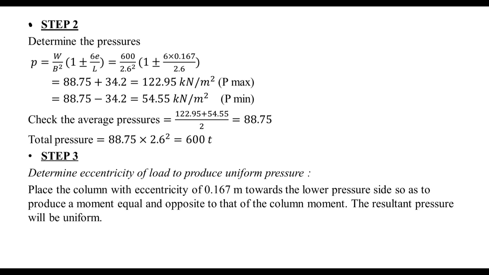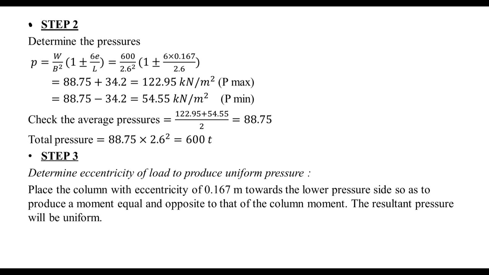Step number 2. Determine the pressures. Pressure equation: P equal to W by B square into 1 plus or minus 6e by L, equal to 600 by 2.6 square into 1 plus or minus 6 into 0.167 divided by 2.6. We get P max 122.95 kN per meter square and P minimum is 54.55 kN per meter square. Check the average pressure, P max plus P minimum by 2. We get the value 88.75 kN per meter square. So total pressure is 88.75 into 2.6 square, equal to 600 kN.